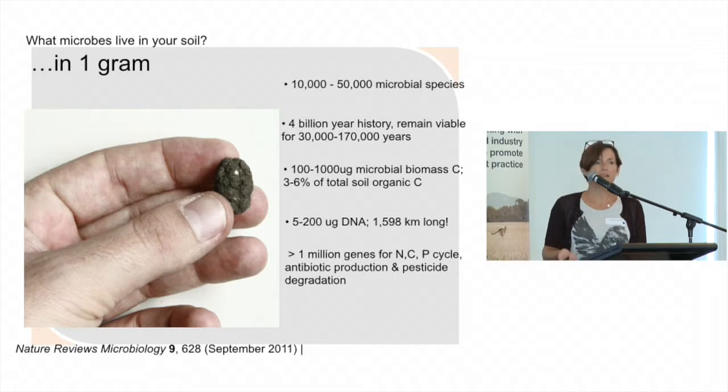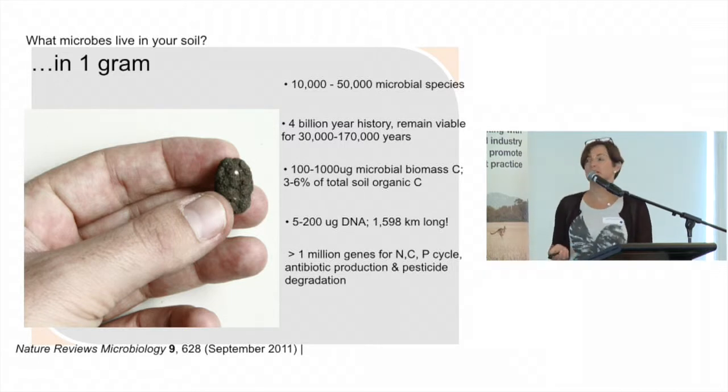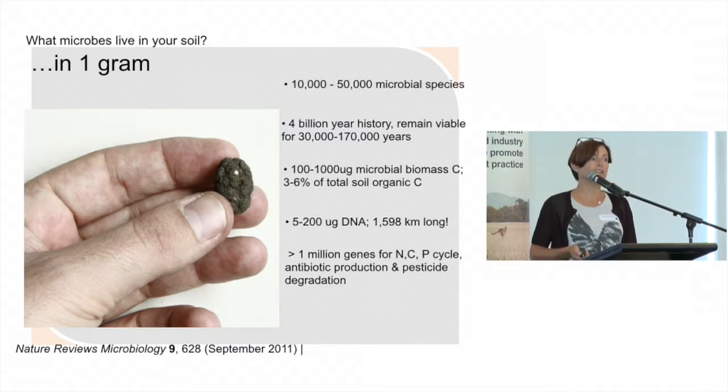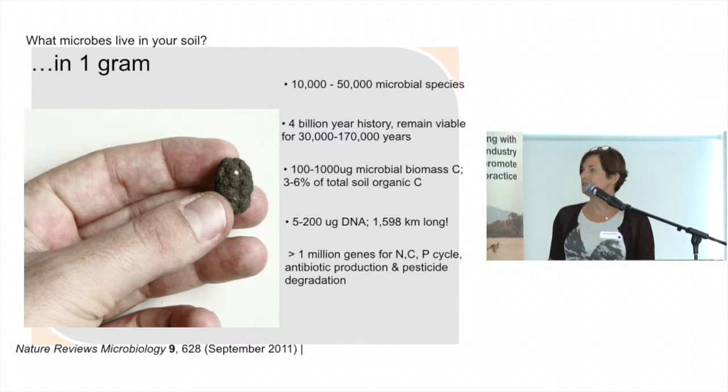So if we take a gram of soil, what have we got in it? Estimates have put it between 10,000 and 15,000 species. Those species are very highly adapted to that environment. So whatever is in that environment chemically, you'll have a community there that will be adapted to that.